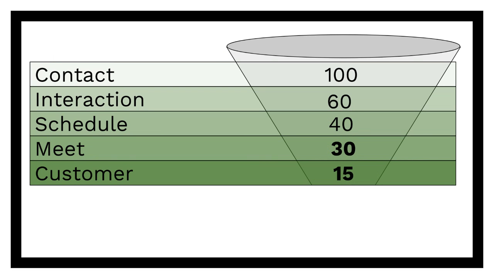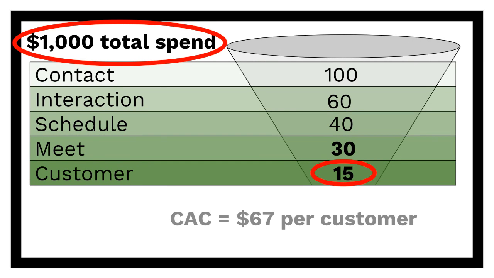Let's see what happens. Aha, you can see the number that made it to meet went from 20 to 30, and we've kept the same ratio. So the number of people that went on to become customers is now 15. Well, we're still spending $1,000 in total, but we got 15 customers. We've dropped the cost to acquire a customer to $67.